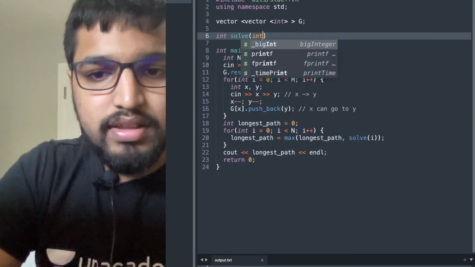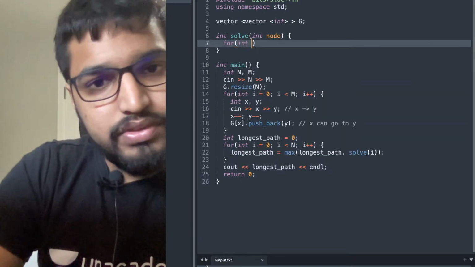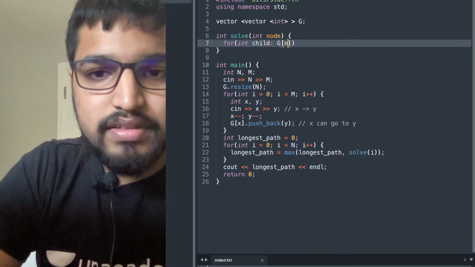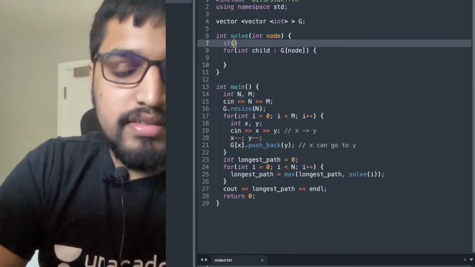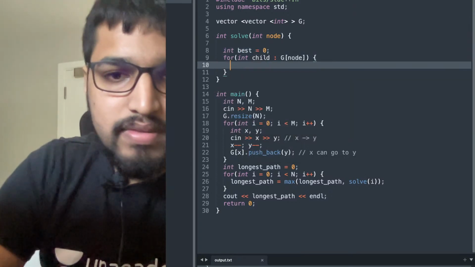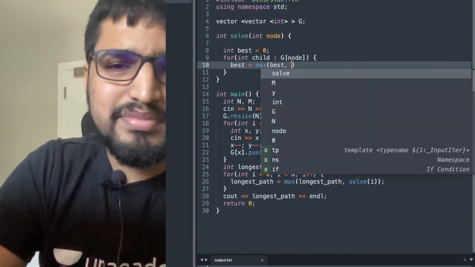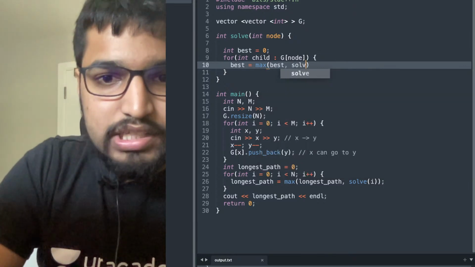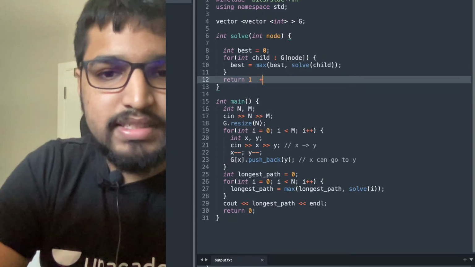Int solve of node. Int best equals 0. For each child in g of node, best equals max of best and solve of child. Return 1 plus best.